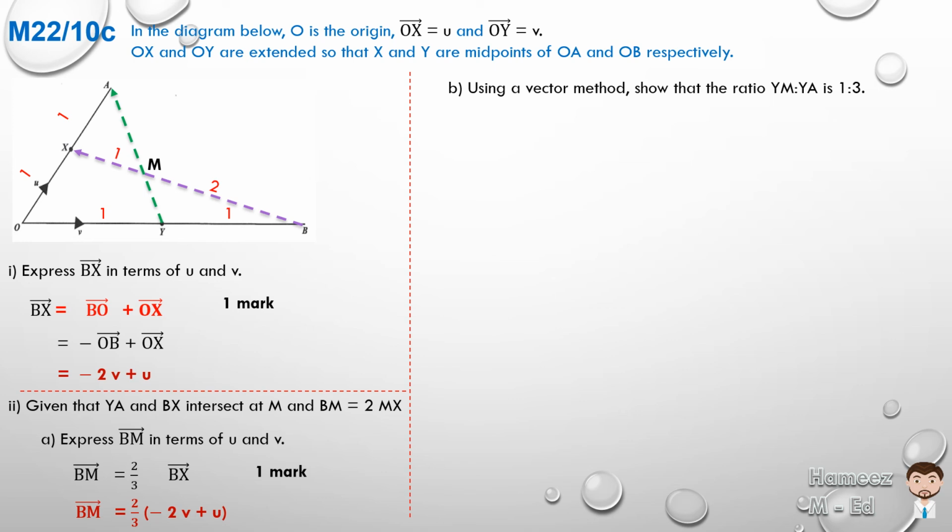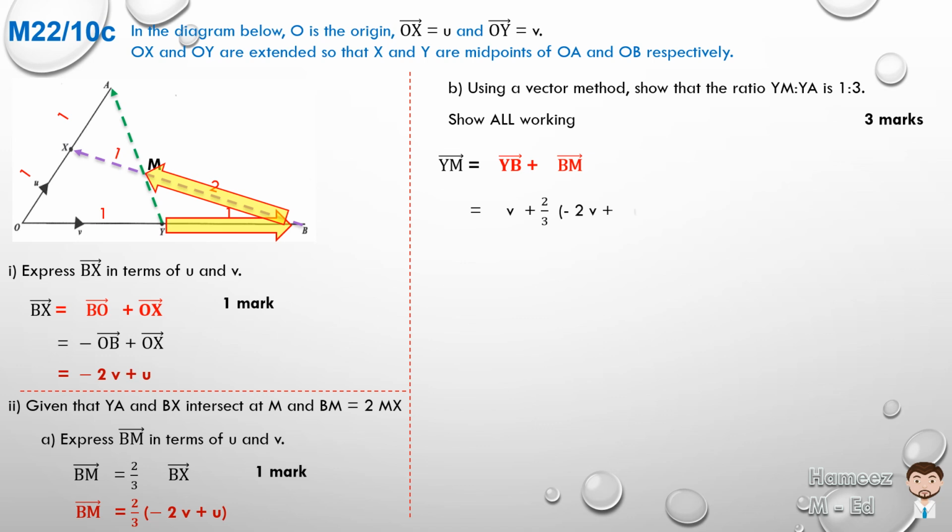Using a vector method, show that the ratio YM to YA is 1 to 3. Show all working. So if we look at YM, how can we go from Y to M? What other route can we pass? We can go from Y to B and then B to M. Now remember that this is mathematics. There are always different ways you can use to solve the same question. So we could have gone YM by passing from Y to O, O to X, X to M, accordingly.